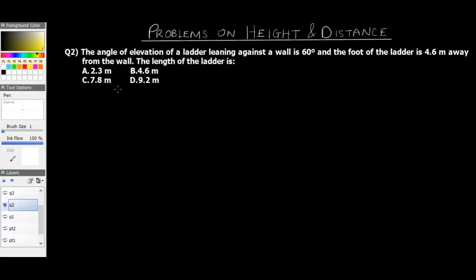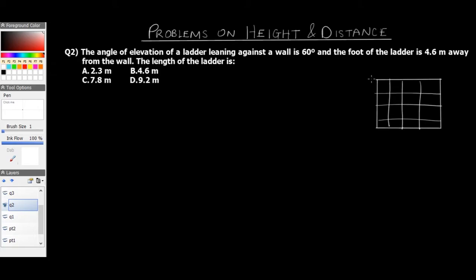So here's the question. The angle of elevation of a ladder leaning against a wall is 60 degree. And the foot of the ladder is 4.6 meter away from the wall. The length of the ladder is. Okay, so again, let's try to visualize the question. We have a wall over here and we have a ladder which is creating an angle with the base. So this is that ladder, okay? I know my drawing is not great.